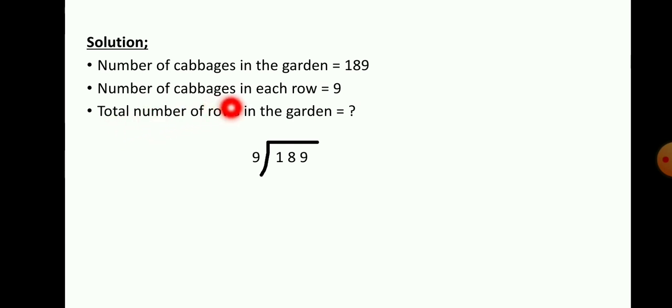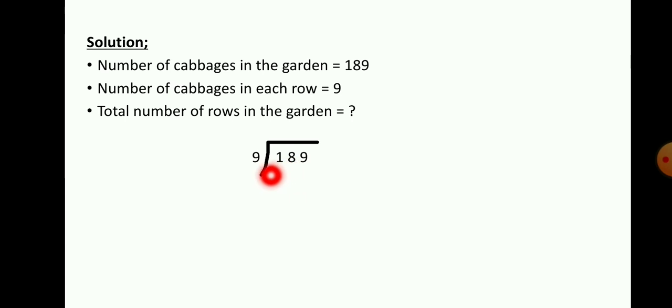Number of cabbages in each row is equal to 9. Total number of rows in the garden we have to find. So for that we'll write 9 outside the root and we'll write 189 inside the root. Now recall the table of 9, and as we know 1 is less than 9, so we'll not take it alone. We'll also take along the next digit, that is 18.